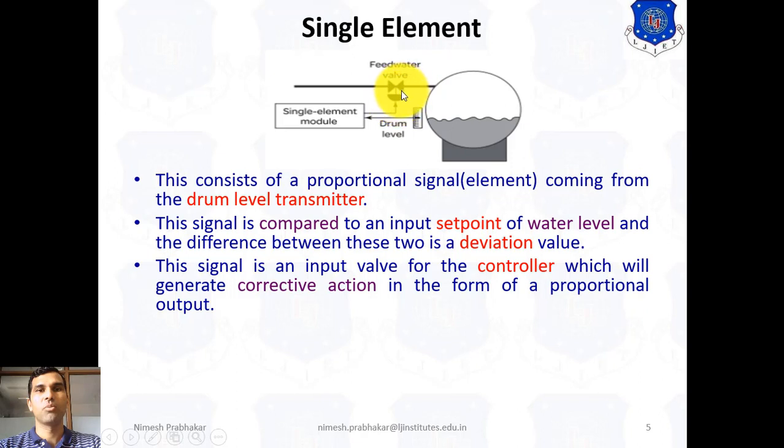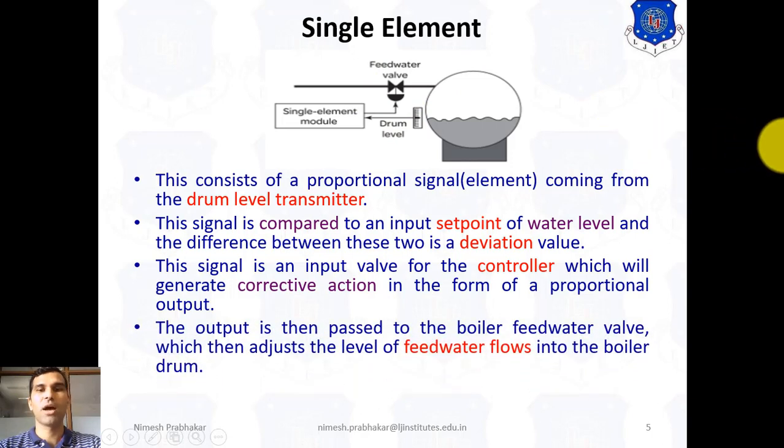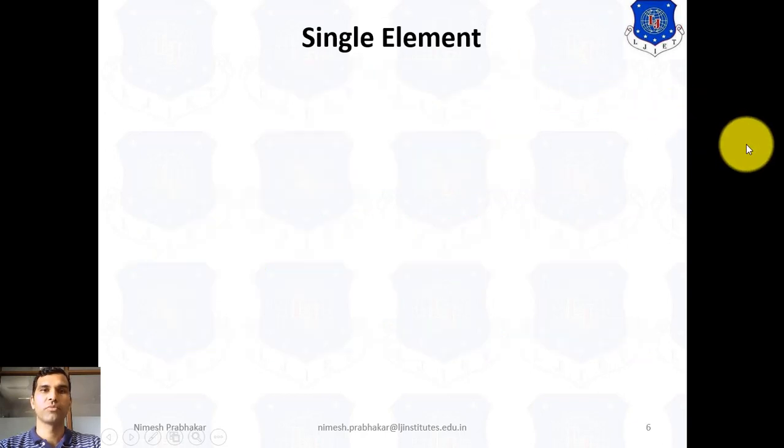That means here it opens or closes the valve by sending the signal. So the output is then passed to the boiler feed water valve, which adjusts the level of feed water flow into the boiler drum. That means this controller output is sent to the feed water valve, and this valve adjusts the level of water. That means it adjusts the flow of water inlet. Okay, so this is a single element system.